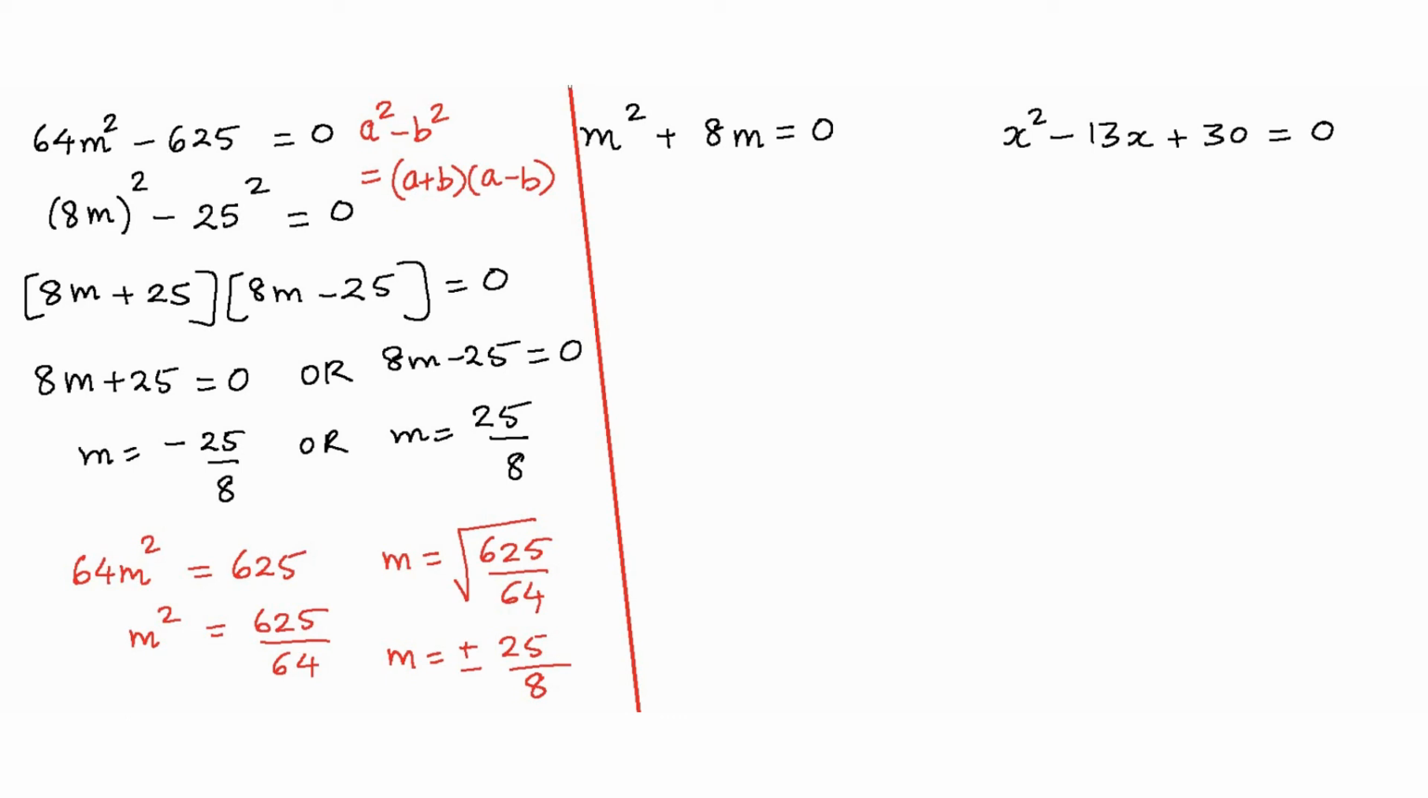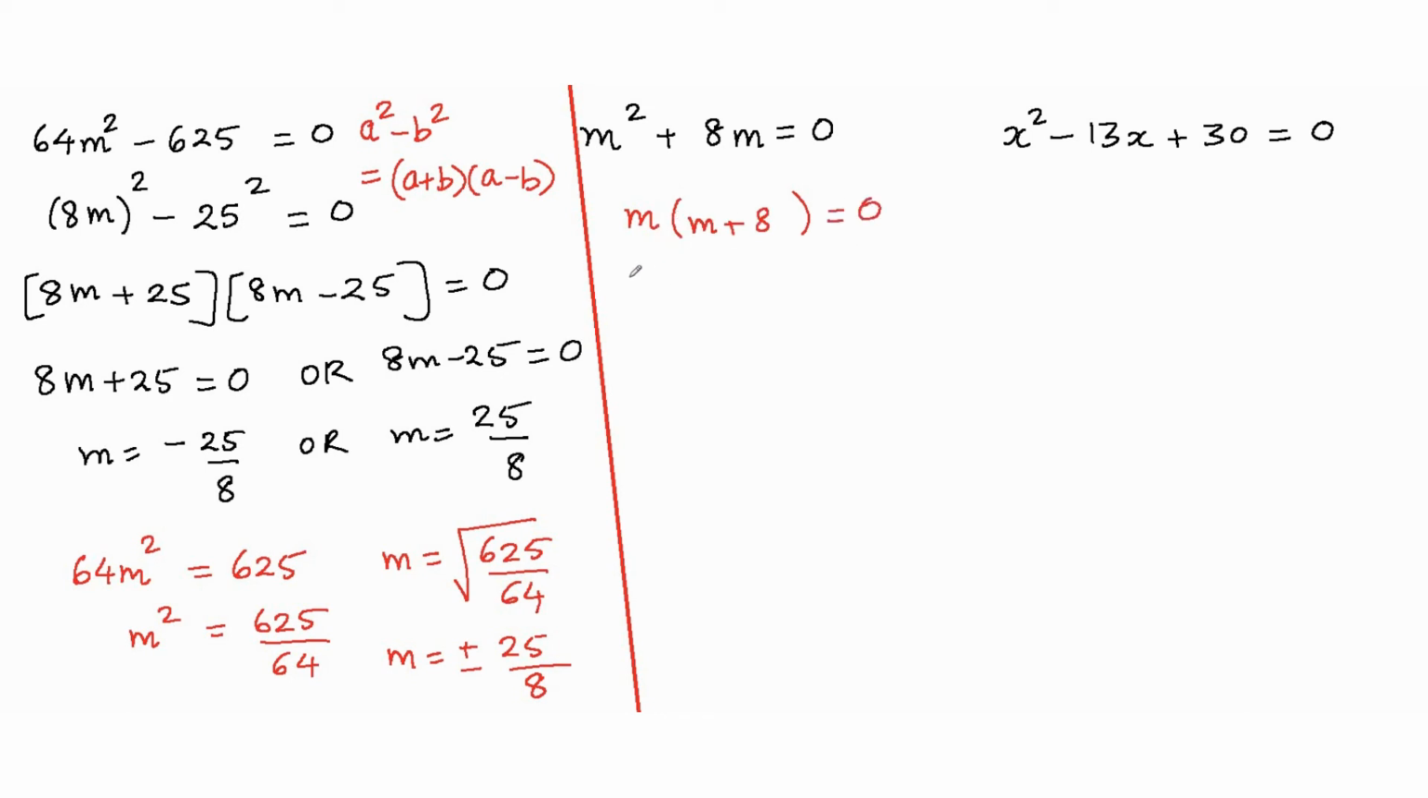Okay, moving on to the next question. In the second question, this is a binomial, but here I need not use a² − b². Rather, I cannot use it here. What I will do is simply take m out as common. So m(m + 8) = 0.